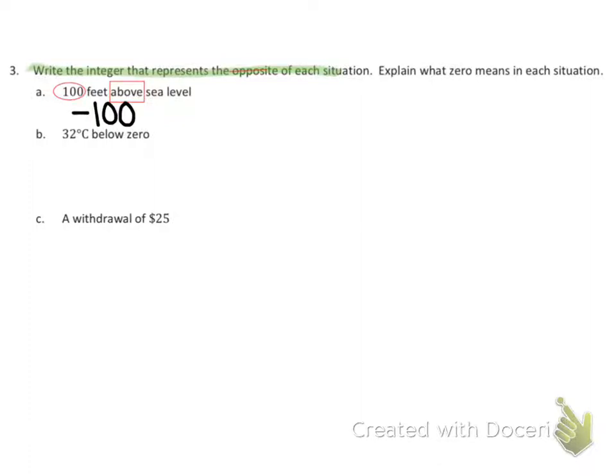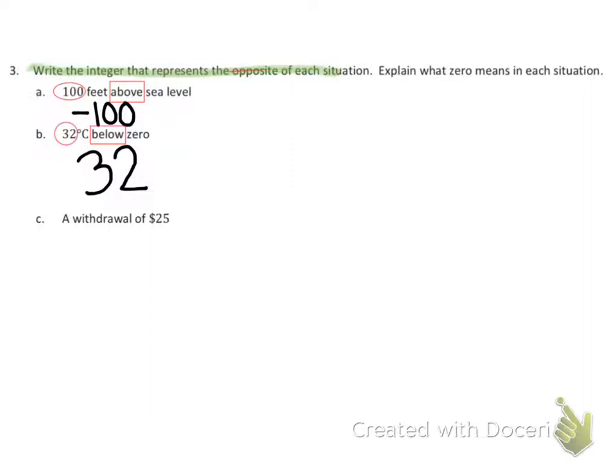So go ahead and pause and do the next 2 on your own. Okay, so let's check your work. So letter B. I have 32 degrees Celsius below 0. Well, I know that my integer is 32, and it's below 0, so that's negative. But I'm writing the integer of the opposite. So the opposite of negative 32 is positive 32.